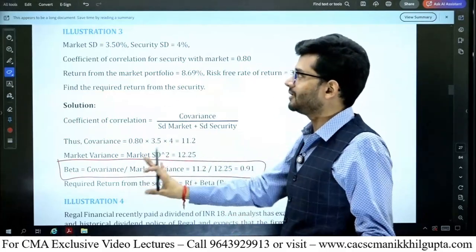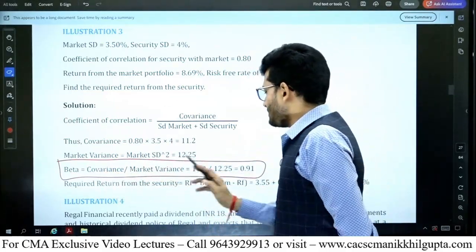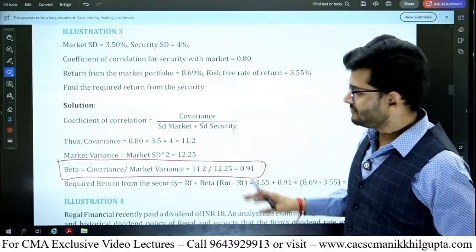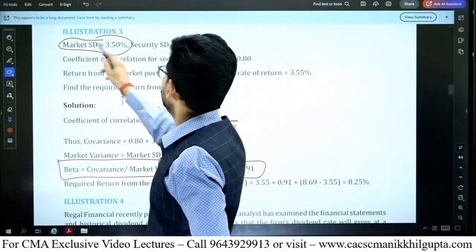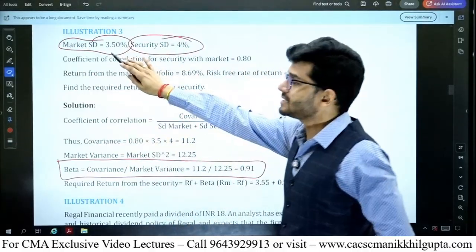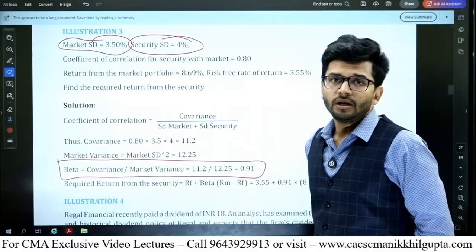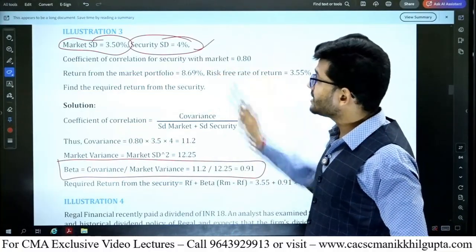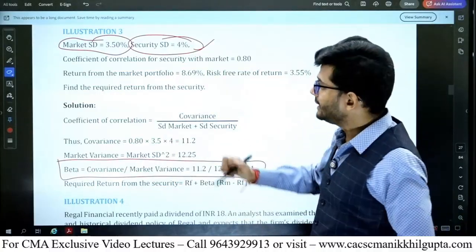That's the only different point in this particular question. All right. So the formula for beta is covariance divided by market variance. That's the formula which we use for beta. The question gives you market standard deviation and security standard deviation. Market standard deviation means the probability of the market going up and down from its usual trend, and security standard deviation means the probability of that particular company going up and down from its usual trend.